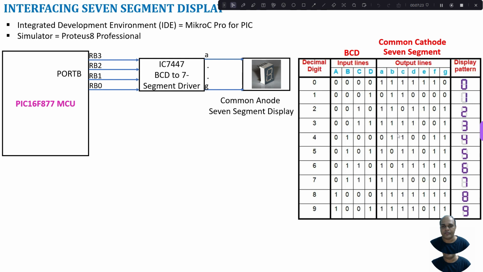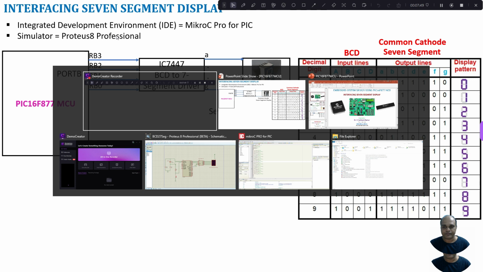So for this application, we will be using mikroC PRO for PIC as an integrated development environment, where we will be writing our embedded C program, convert that embedded C program into a hexadecimal file, and then we make use of Proteus 8 Professional as a simulator, where we give the inputs and try to see the corresponding outputs. So now let us go to the Proteus environment and let us discuss the circuit diagram.